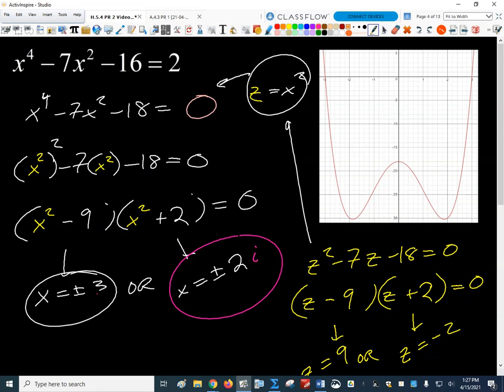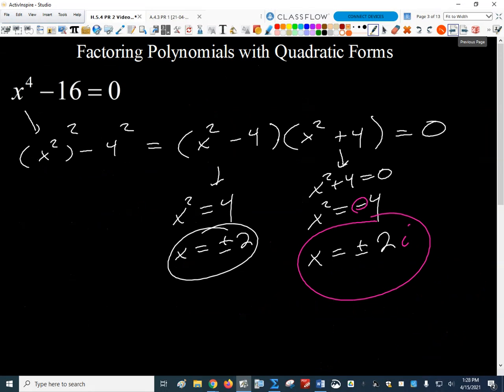Yes, ma'am. Oh, whoops. It's not 2. You're right. Thank you. It's the square root of 2. That's what I wanted. There we go. Thanks. Okay. And look at the last example. I guess I didn't have a graph for that one, did I? Nope. That's all right.